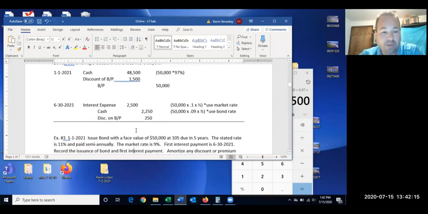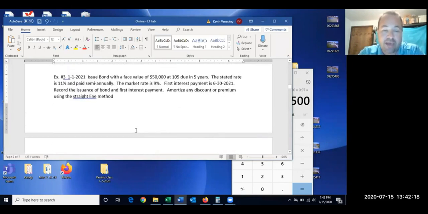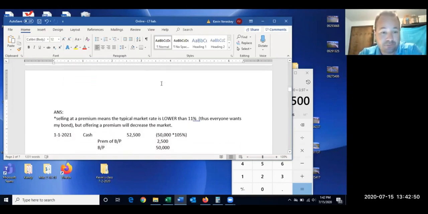Okay, let's do one the other way. Let's look at how it's almost the same, but instead of a discount, we're now going to show a premium. Same thing happening, except now our bond sells at 105%. Because the stated rate, what's on the bond, is I'm paying 11% now, not 10, or not 9, but I'm paying 11, and the market is 9. So I'm paying more than what the market says it's willing to bear, what other people are going to pay. Okay, so let's look at how I got my answers.